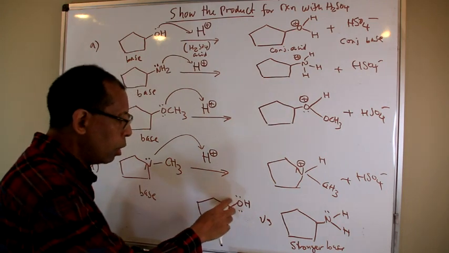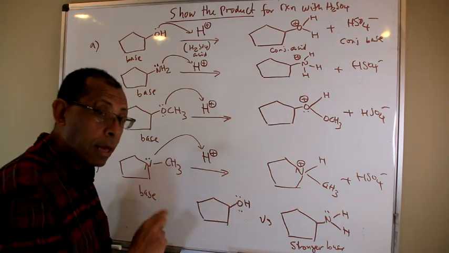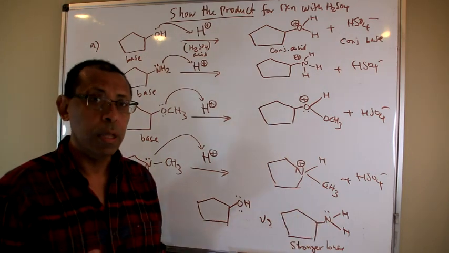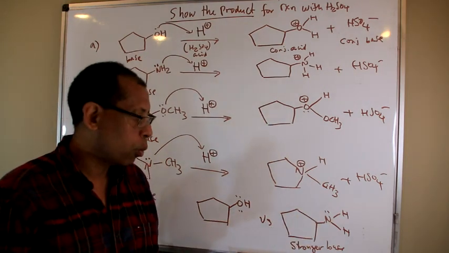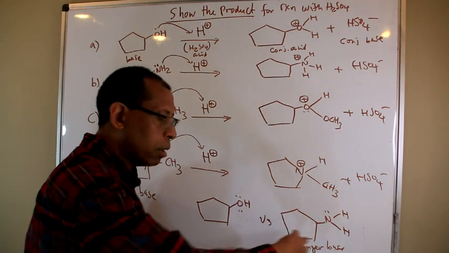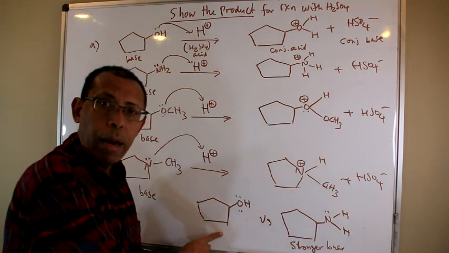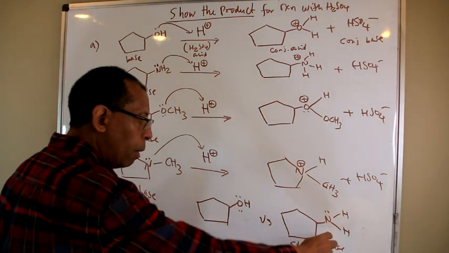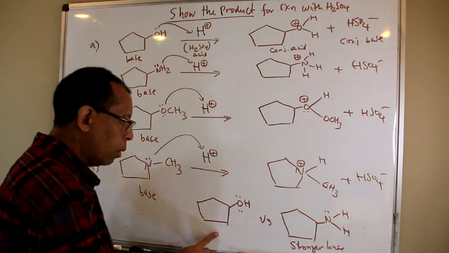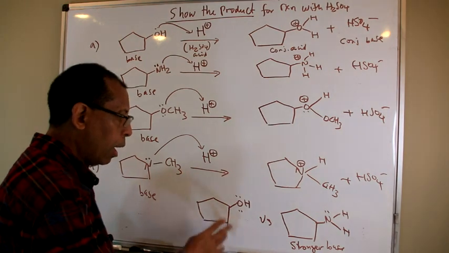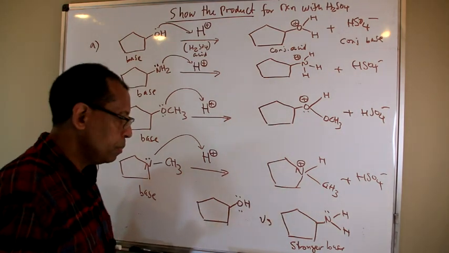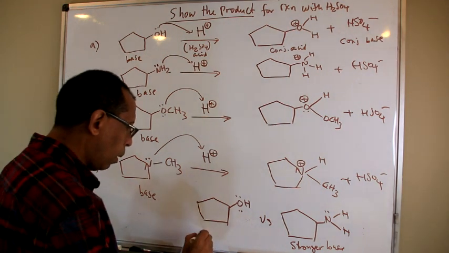The lone pairs on oxygens are less available than lone pairs on nitrogen. This is a very important concept. That's why this is a stronger base than the alcohol. In general, this is an amine compound, and this is an alcohol compound. So alcohols are less basic than amine compounds. So this is an alcohol.